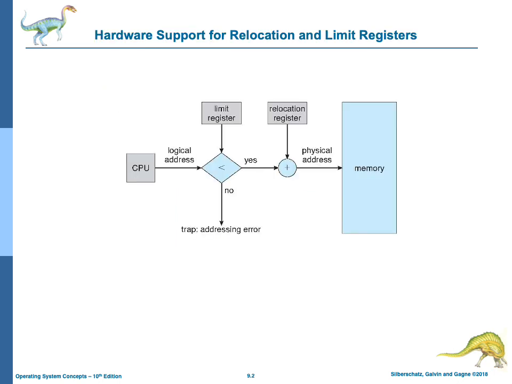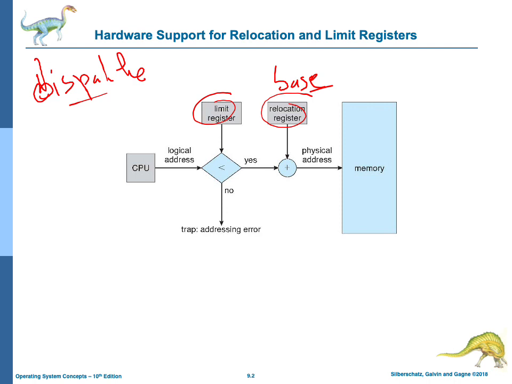When the CPU scheduler selects a process to be executed, then the dispatcher, remember the dispatcher module that takes care of context switching, will load the limit register as well as the relocation register, which we called the base register earlier, and then check that it falls within the correct range and has the correct values. This operation is done as part of the context switch that the dispatcher does.